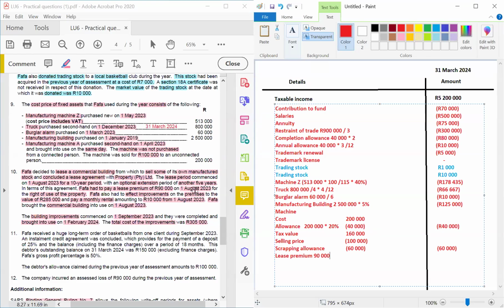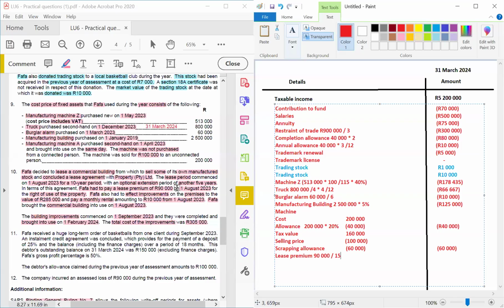It was paid on the 1st of August 2023. And this property, you have to use it for how long? You have to use it for 10 years and they have the option to extend for 5 years. So if there's an option to extend, we add the 10 years and we add the 5 years. So this lease premium was paid for 15 years.